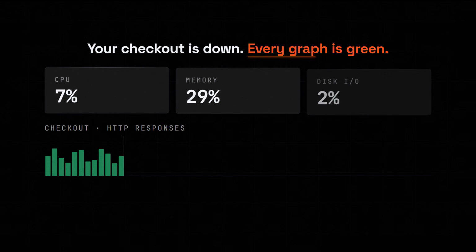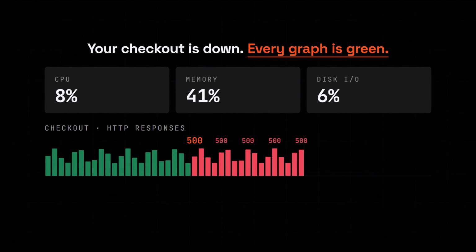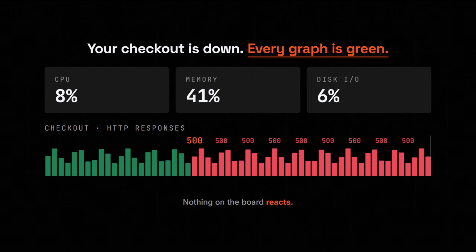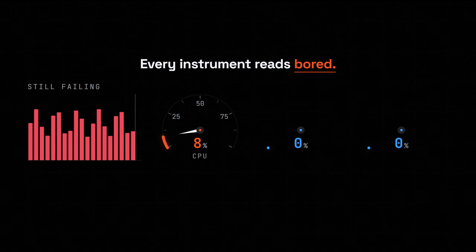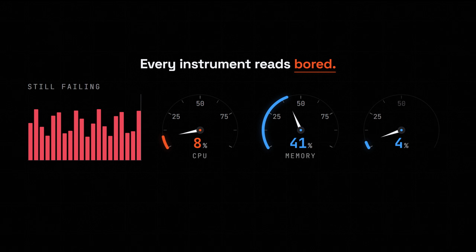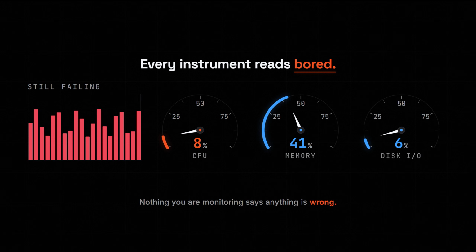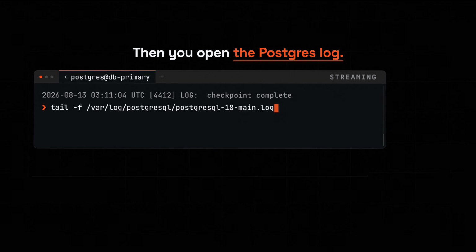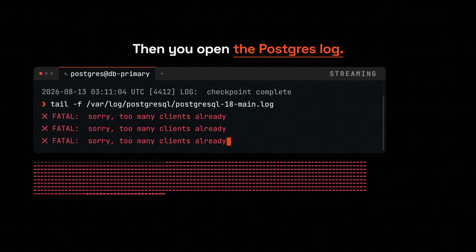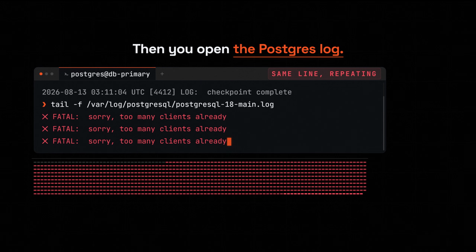3 in the morning. Your checkout page is throwing 500s and your dashboard is solid green. CPU, 8%. Memory, comfortable. Disk, bored. Nothing you are monitoring says anything is wrong. Then you open the Postgres log itself. One line, repeated 40,000 times over the last 9 minutes.